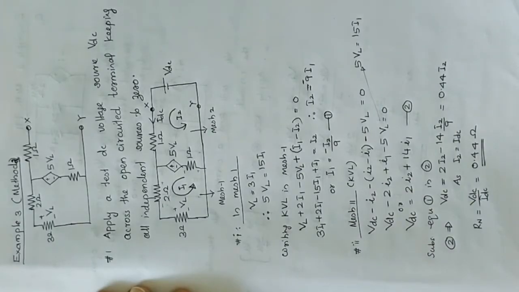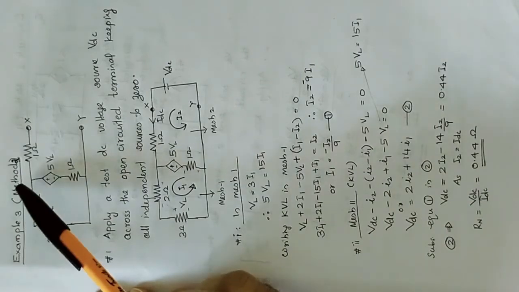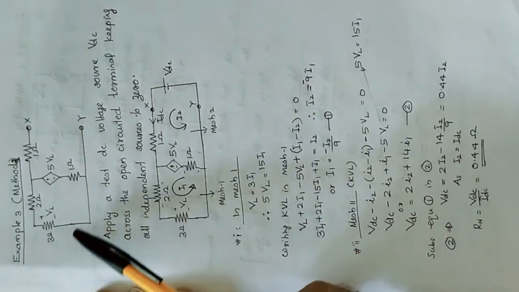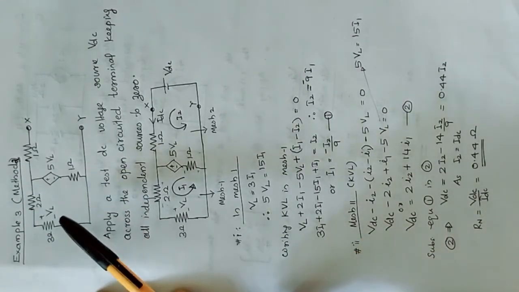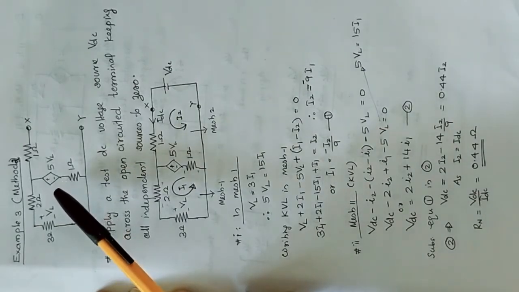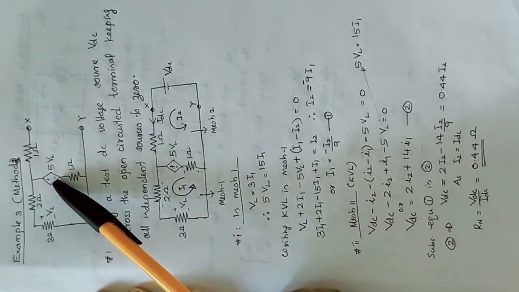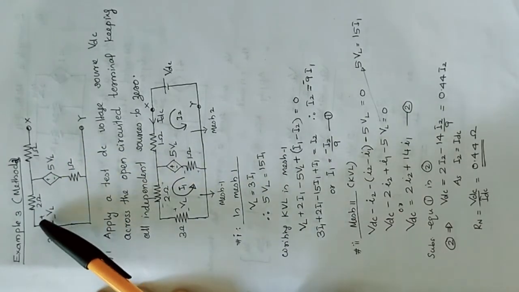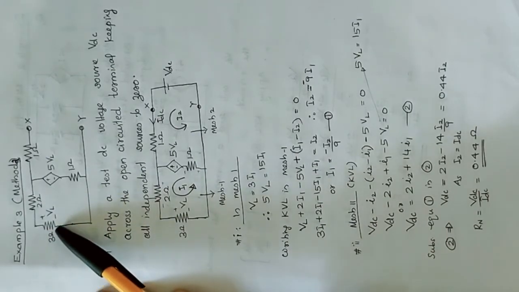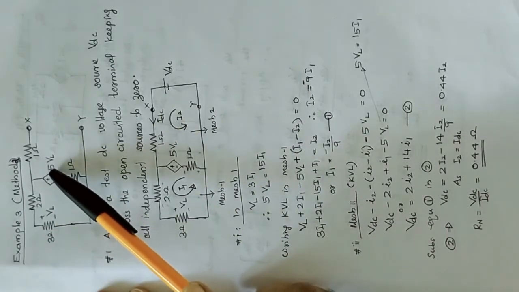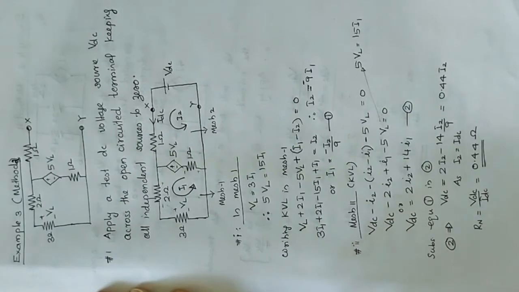Now let's consider another example in method 2. So this is the corresponding circuit. Here again we have only dependent sources, that is 5 VL. This voltage depends on the voltage drop across the 3 ohm resistor. So it is a voltage controlled voltage source.